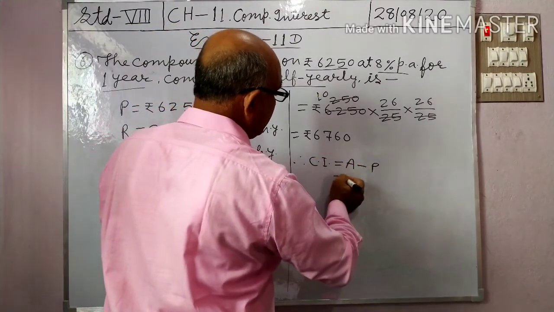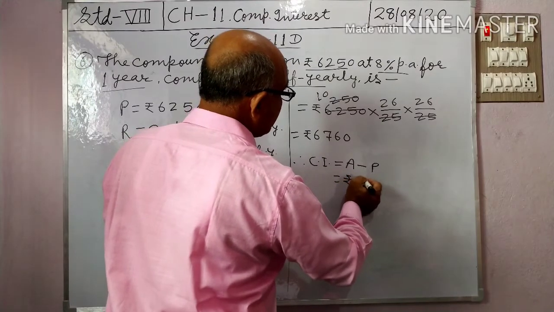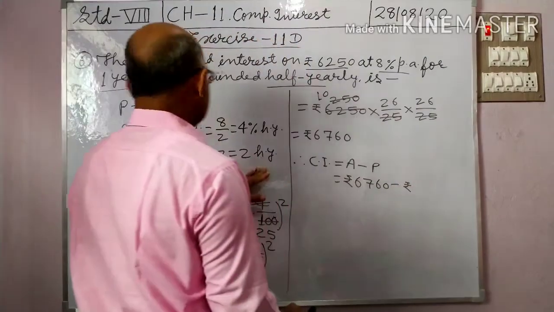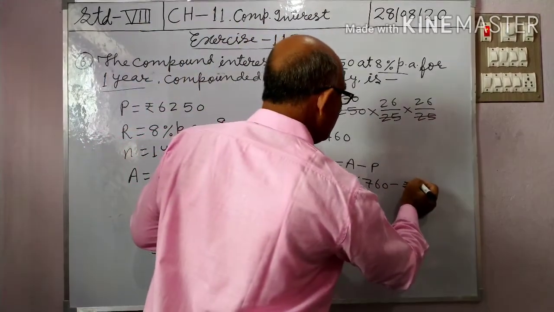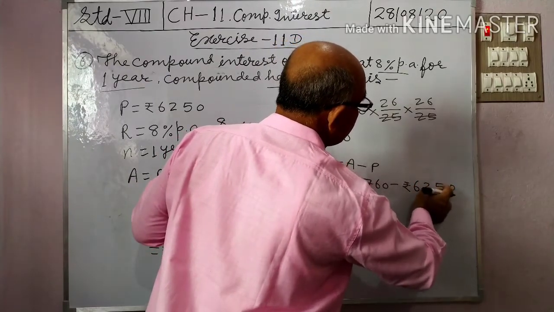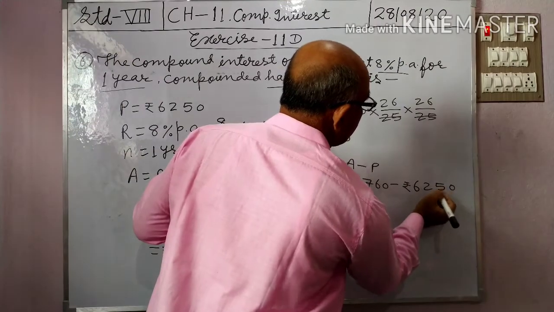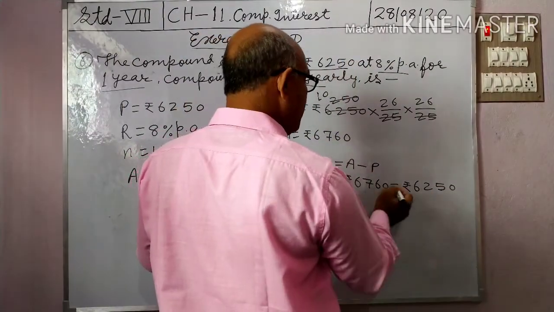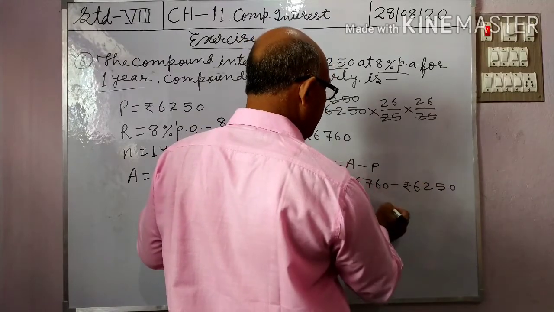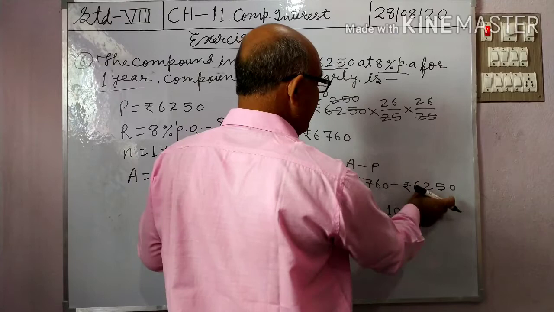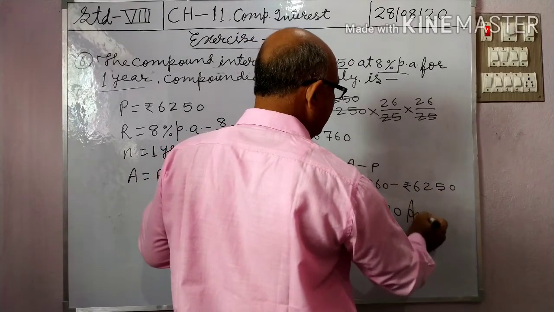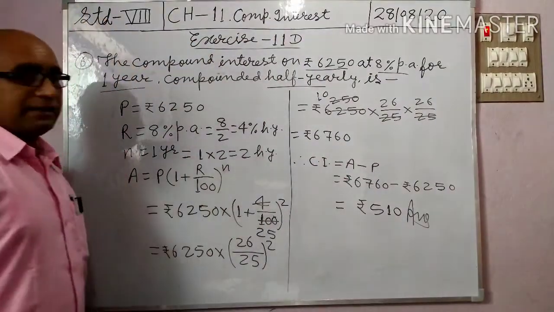So find CI equal to A minus P. A equal to 6,760 minus P equal to rupees 6,250. Subtract: 0 minus 0 is 0, 6 minus 5 is 1, 7 minus 2 is 5, rupees 510. Answer of this question. Understand and write it.